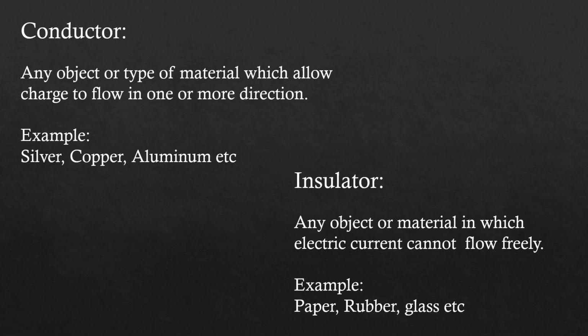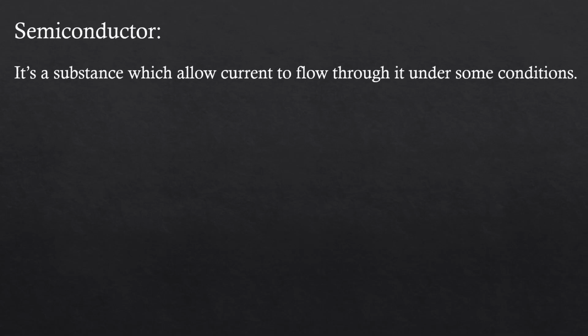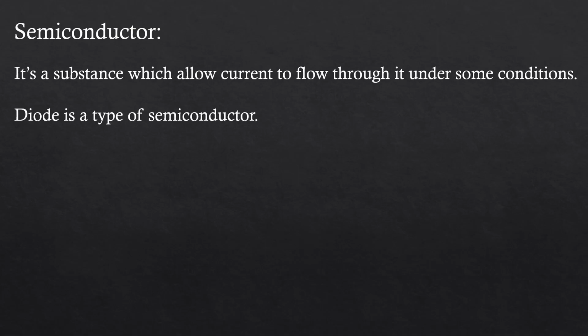Now let's come to the most important part, which is semiconductor. A semiconductor is a substance which allows current to flow through it, but under some conditions, and the best example for that is the diode, which allows current to flow in one direction and stops the current in the opposite direction. So there are some conditions that apply here.